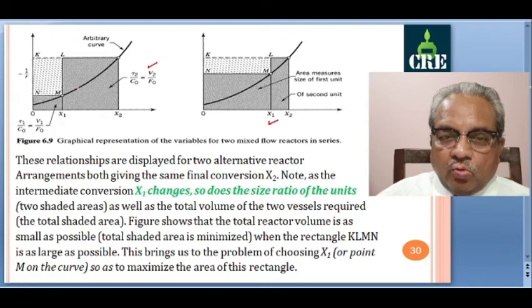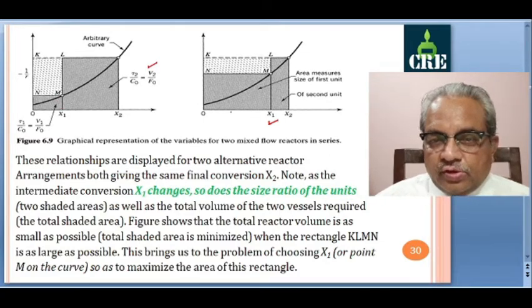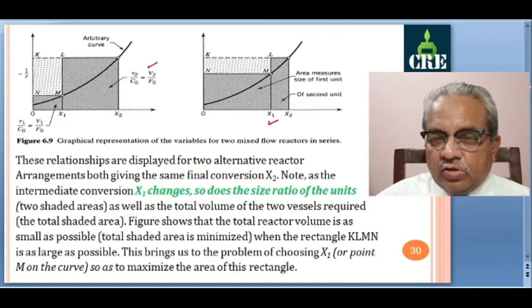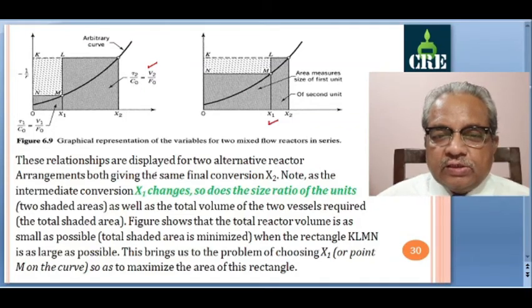So what should be the best system that we want to find out? Here larger first and then smaller. So this rectangle represents the volume of the first reactor. We are considering say Fa0 is equal to 1, so directly we are getting volume, otherwise you calculate. So this is larger volume, this is smaller volume. Total volume we want to minimize. The relationships are displayed for two alternative reactor arrangements, both giving the same final conversion x2.